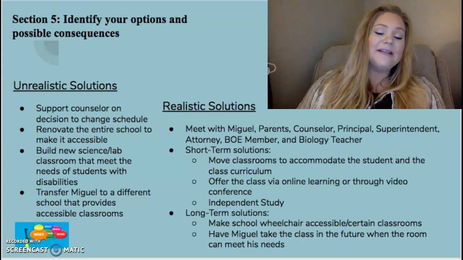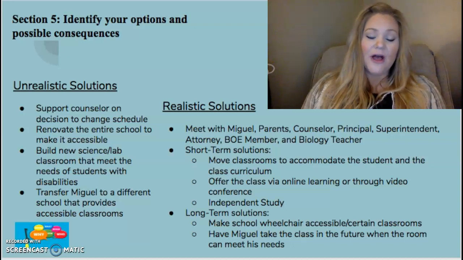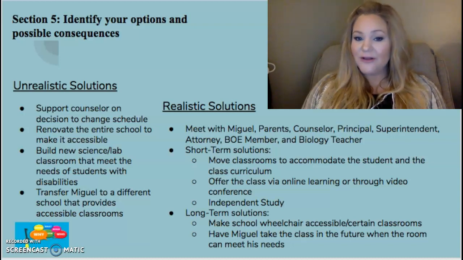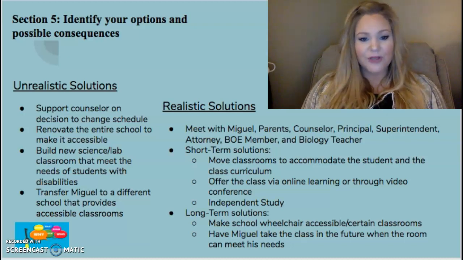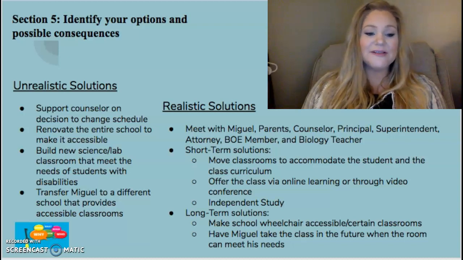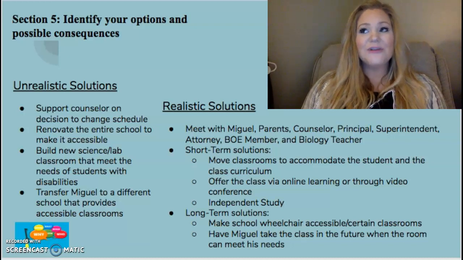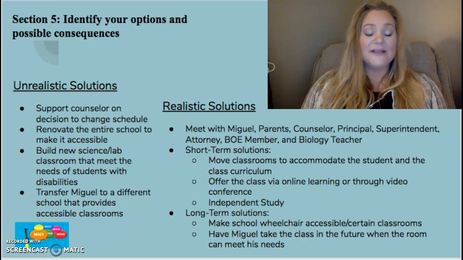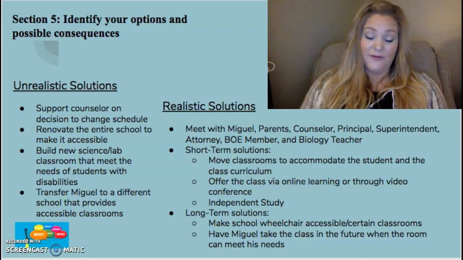So I'm going to identify some options that we have for this solution. There are several different ones that I could think of. I put them in two categories: unrealistic solutions, things that I wish could happen overnight but probably will not, and then realistic solutions. One unrealistic solution is to support the counselor in the decision to change the schedule. As a principal, I believe that's unrealistic. I would not support my counselor in doing that. It's illegal. It's not right. And it's not meeting the needs of our students.